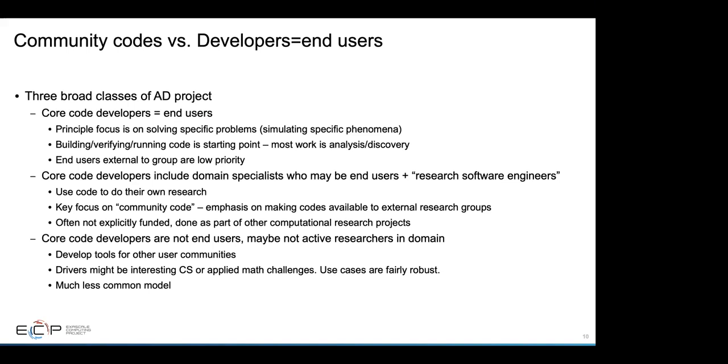We have a class where core code developers include domain specialists who might be end users. And then there are other people contributing. There might be applied mathematicians, computer scientists, research software engineers, and they're using the code for their own research, but they have an eye on a community code. This would be true, say, of the Fusion project, who aims to deliver a whole device model to the Fusion community, or the climate community, who is developing for a broad swath of climate researchers one community code.